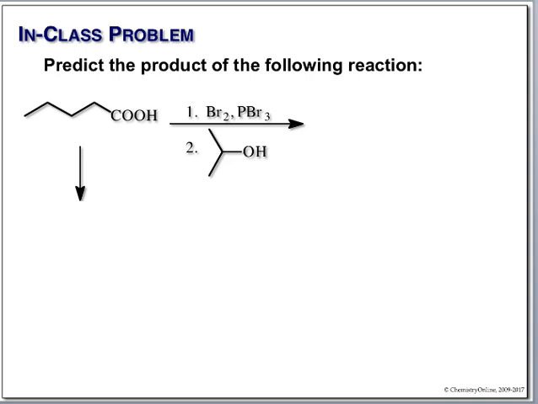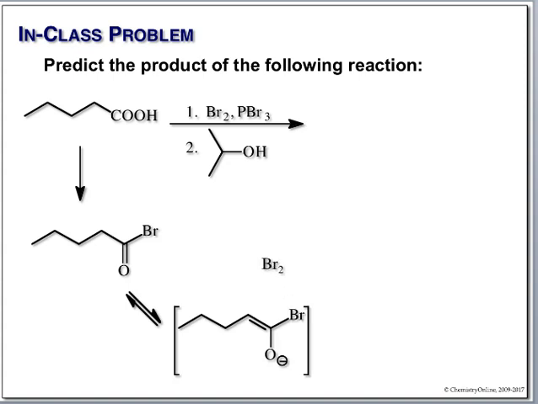Step one, make the acyl bromide, that's the acid plus PBr3 gives the acyl bromide. Nice and reactive. Step two, the acyl bromide is going to enolize. Nice electron withdrawing group here, it acidifies these even more, and we make the enolate that looks like this.